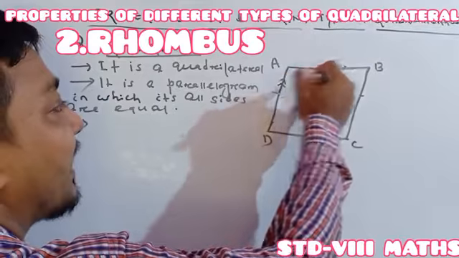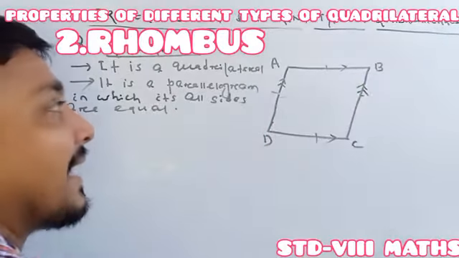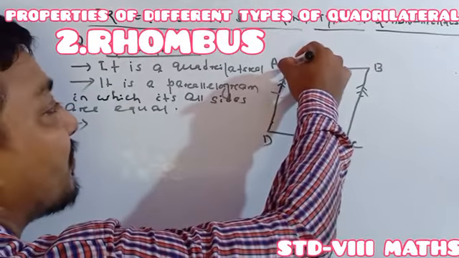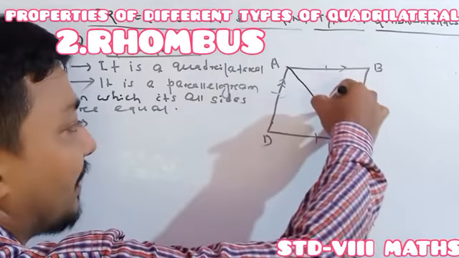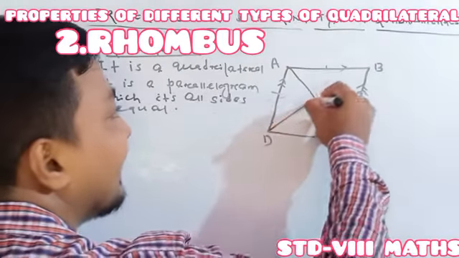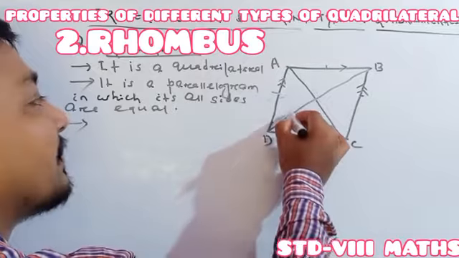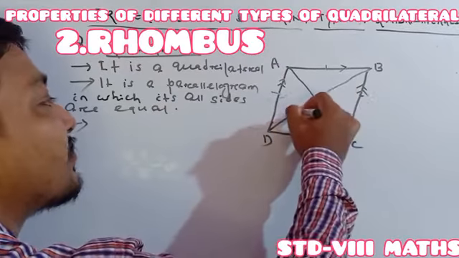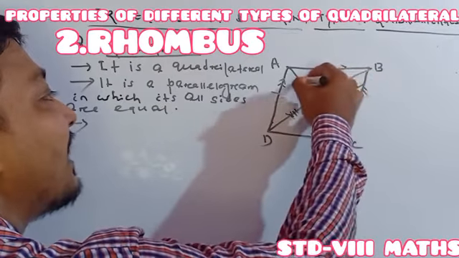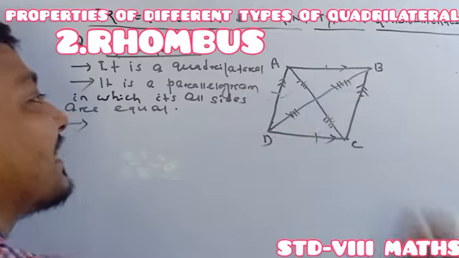This pair of opposite sides is parallel. Then you just have to remember that the diagonals bisect each other. It means this part is the same as this part, and that part is the same as that part, and also this one is the same.